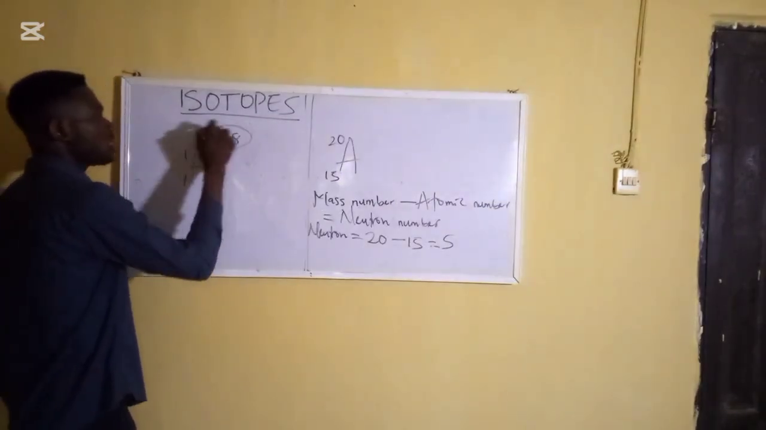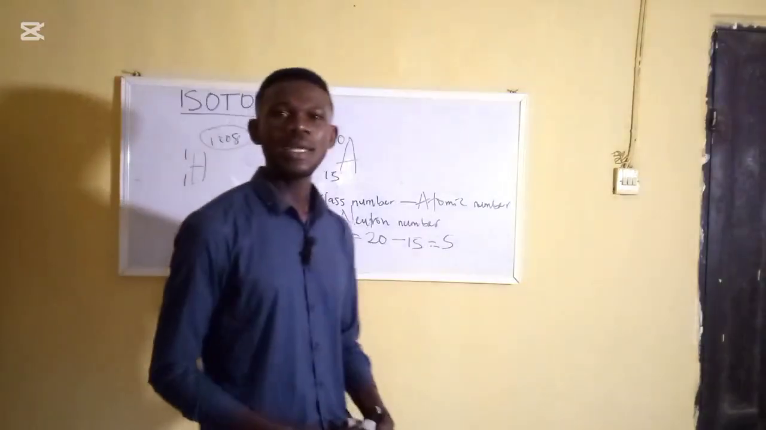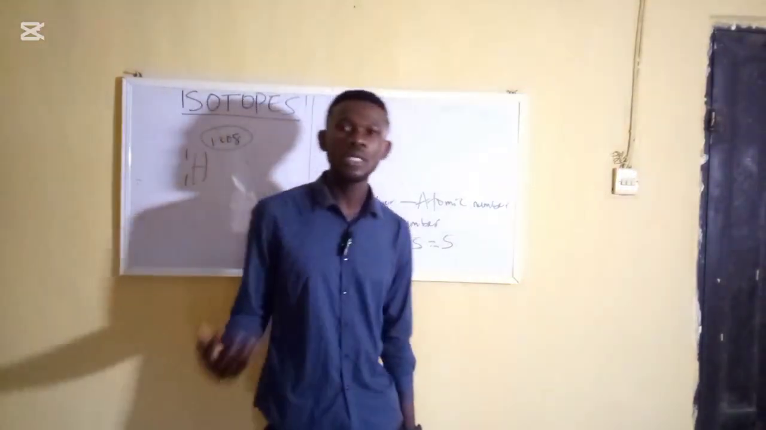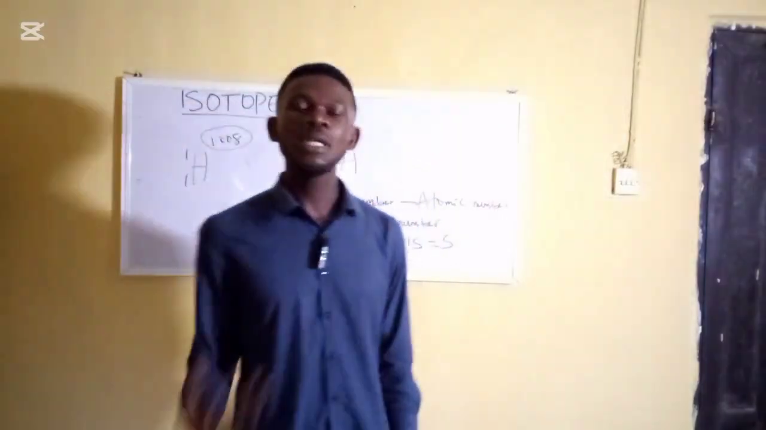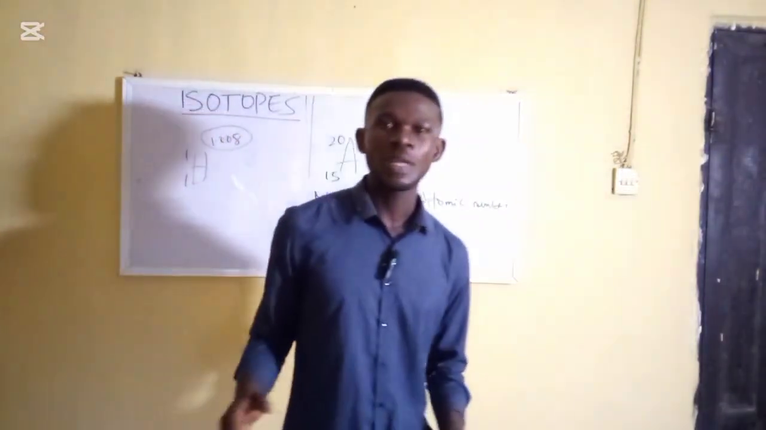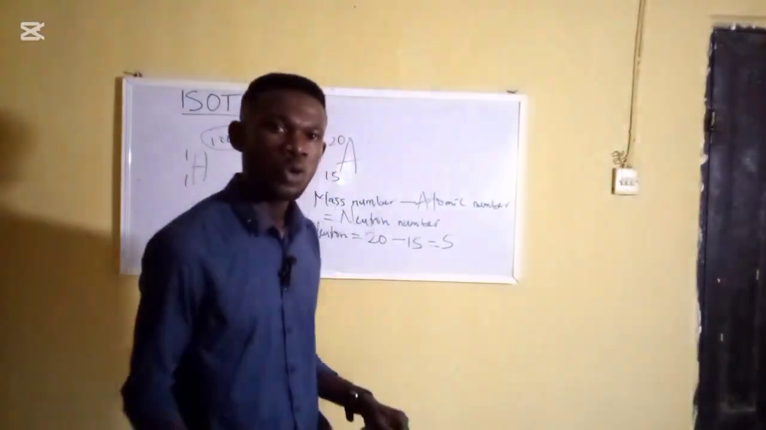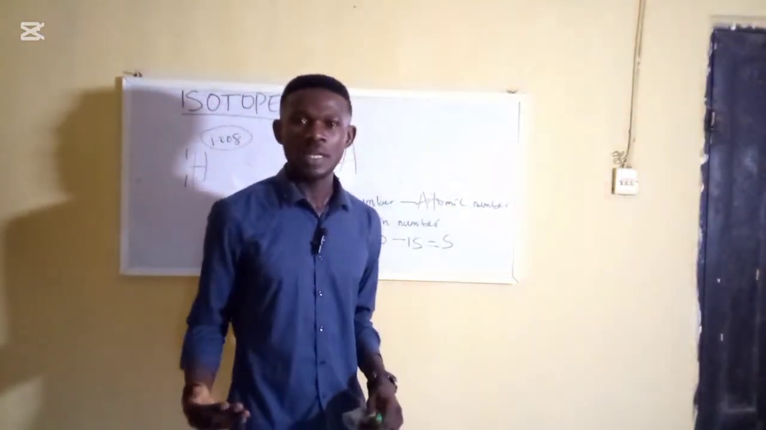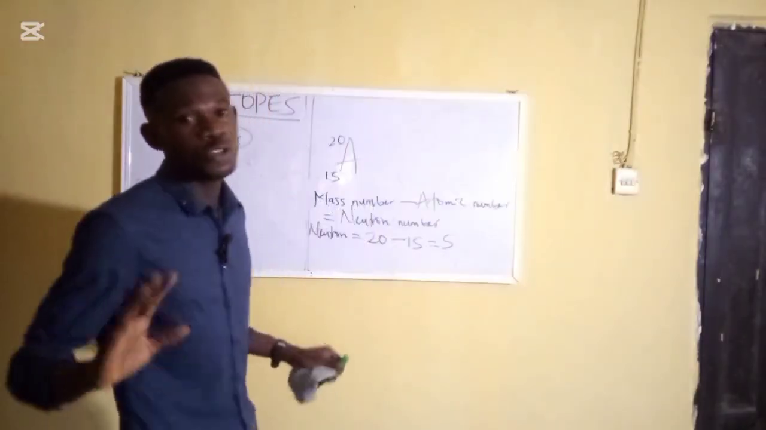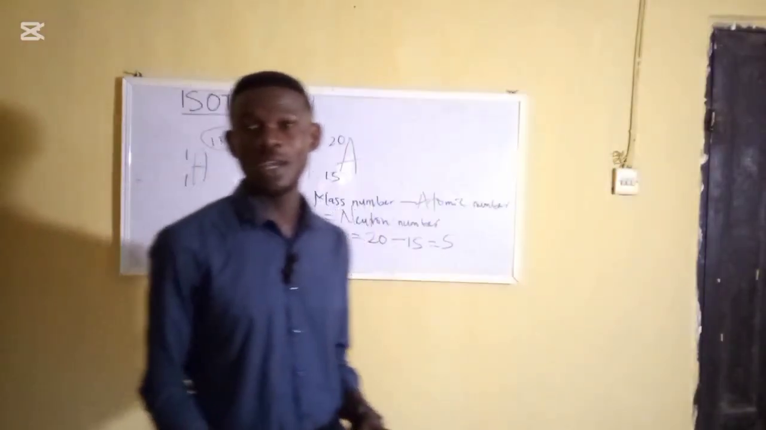This figure you're seeing here is what we call the relative atomic mass. Now, what does the term relative atomic mass mean? Relative atomic mass simply talks about the mass of an element as compared to 1/12 the mass of carbon-12. Now, need I tell you that hydrogen is not the only element that has several isotopes?